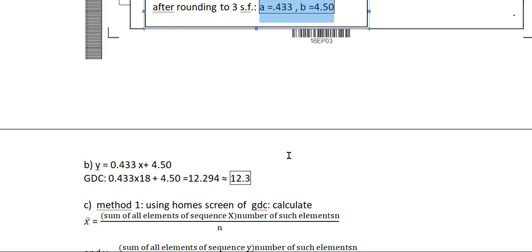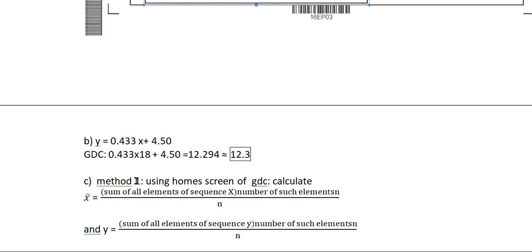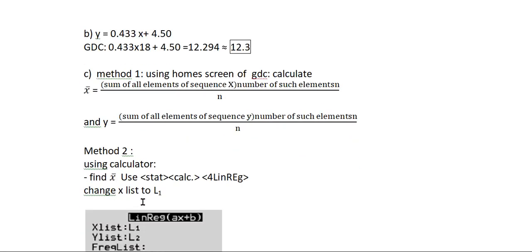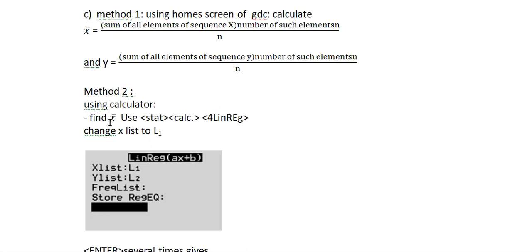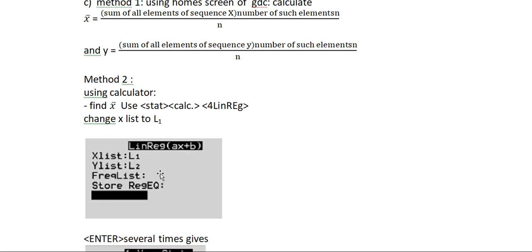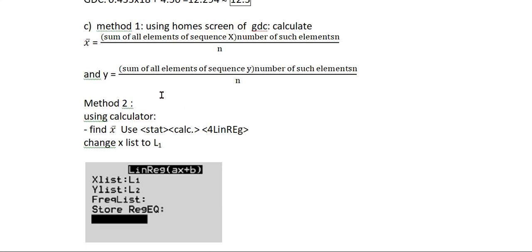Write down the value of average x and average y. Method 1 is very easy. You just sum up all values and divide by the number of elements. Another method is using statistics. You can try it, but now it's not necessary.